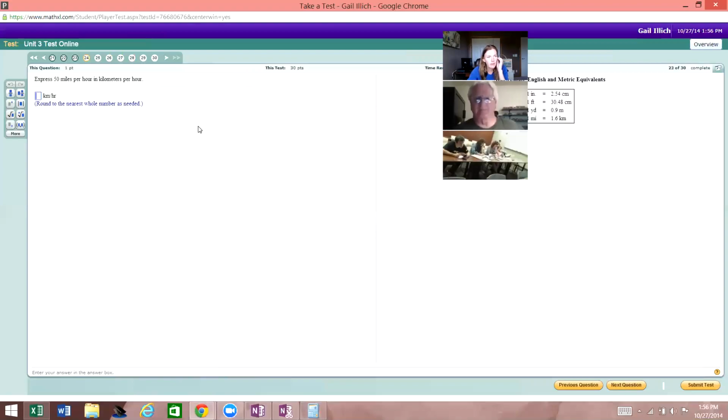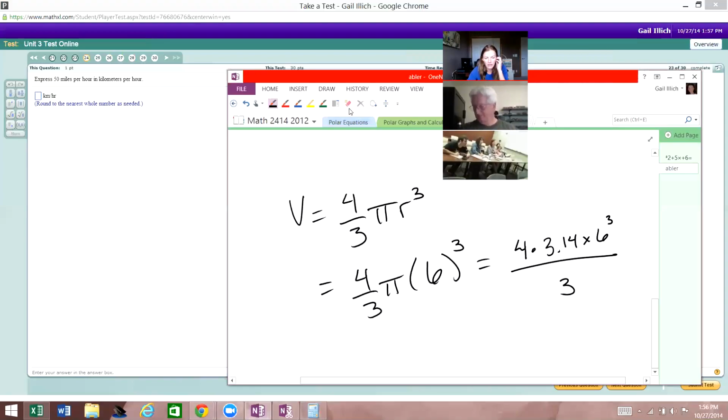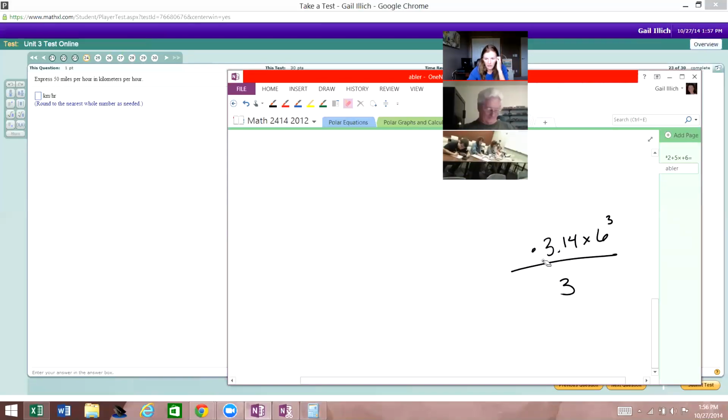Okay, we're getting there. 6 more. It says express 50 miles per hour in kilometers per hour, and we know that there are 1.6 kilometers in 1 mile. Feels like I already did a question like this. I'm being redundant. It's okay. I know. It lowers, you can miss more of them this way.